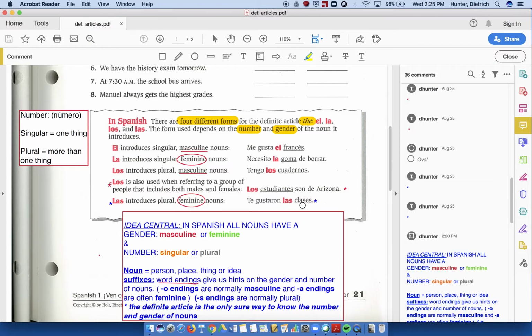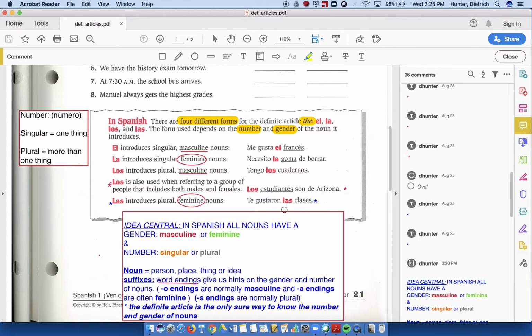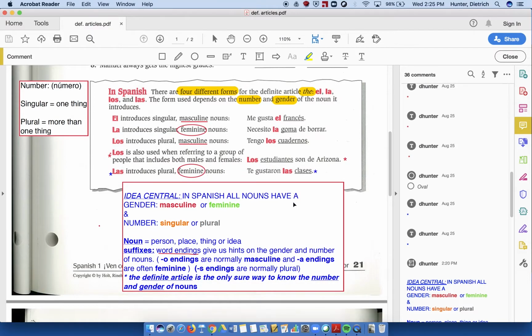Las clases, the classes. Again, not saying that classes are only for feminine people, but saying that the word classes in Spanish, the noun itself, is spelled with a feminine gender hint. It's just a spelling hint.